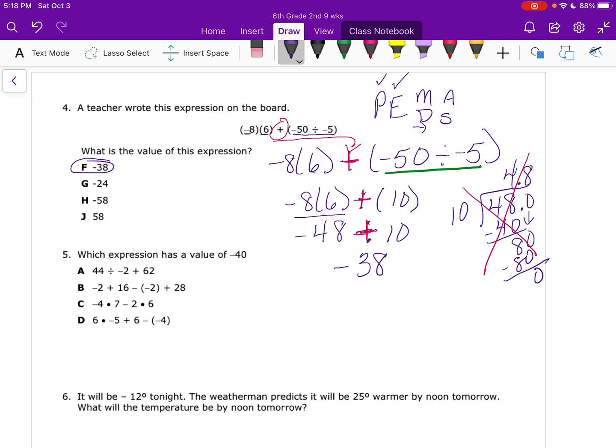All right, so we have 44. We have to follow order of operations for this too. Kind of keep our work organized. So we have A. So 44 divided by negative 2 plus 62. So we're going to divide before we add. So 44 divided by 2 is 22. And is it positive or negative? It's negative.